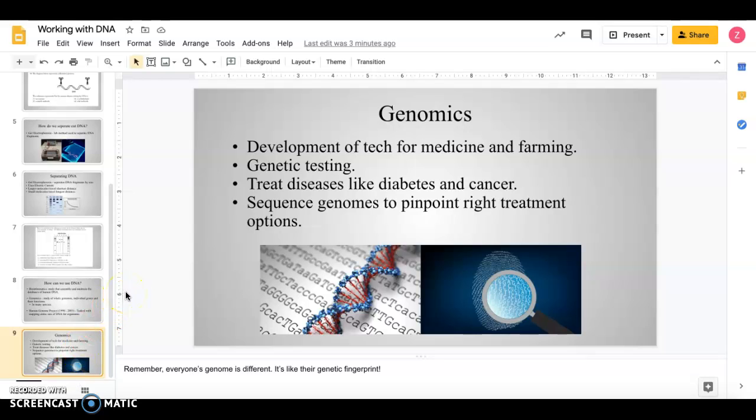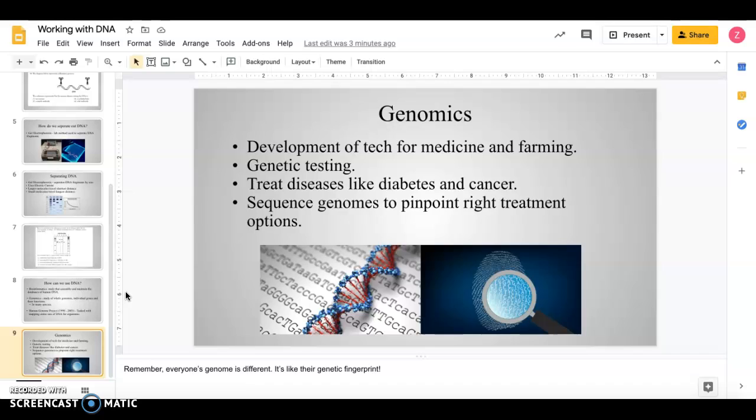In further talking about genomics, we're going to dive into how genomics leads the development of technology for medicine and farming, and genetic testing. We can now test if we have a higher susceptibility to certain diseases. We can even use this to treat diseases like diabetes and cancer. We can sequence somebody's whole genome to pinpoint what might be wrong with them and to find the right treatment for them. We're going to be discussing this further in tomorrow's lecture.